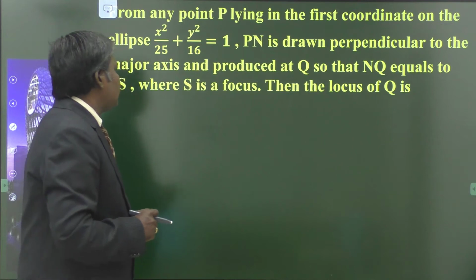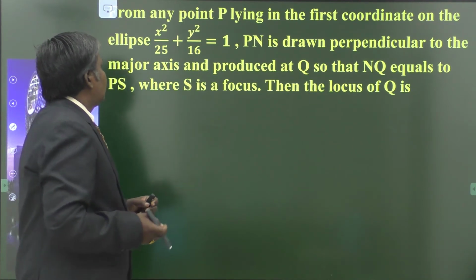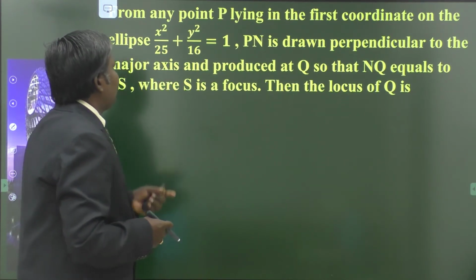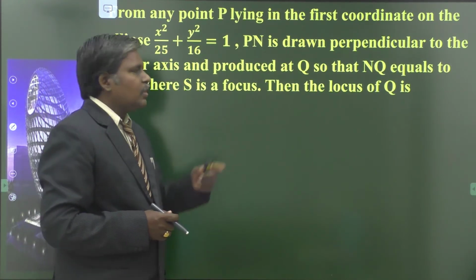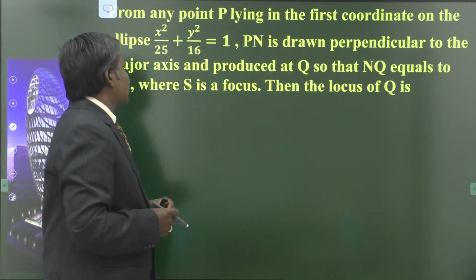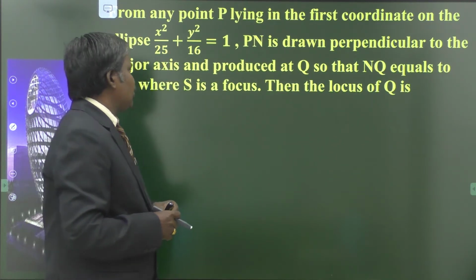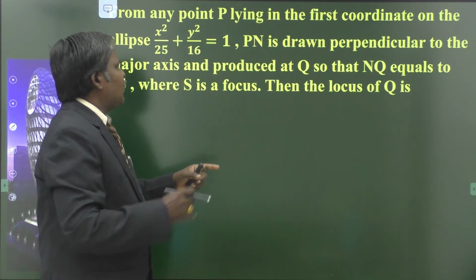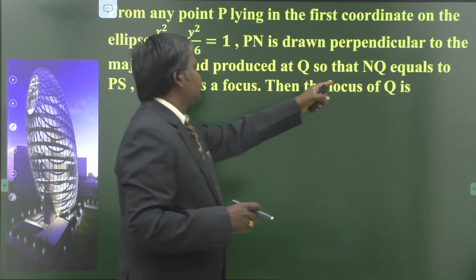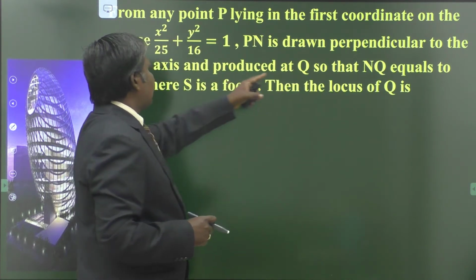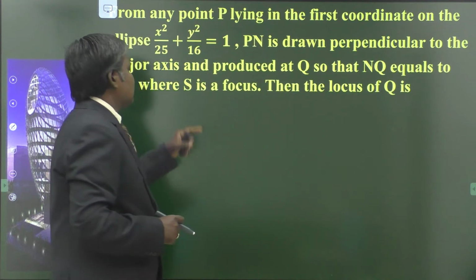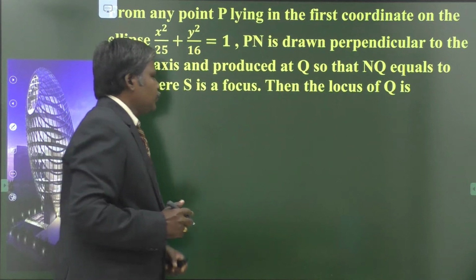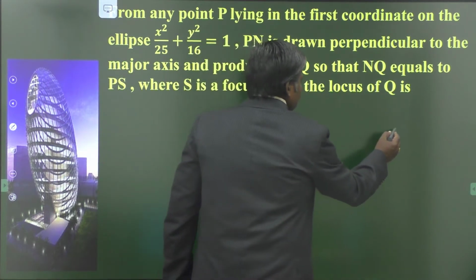So it is a simple question. Read once again the question thoroughly. From any point in the first quadrant that also lies on your ellipse x square by 25 plus y square by 16 equal to 1, draw PN, the ordinate from P to the axis, and produce that to Q in such a way that NQ is equal to PS. S is your focus. We have to find out what? Locus of Q. So let us try to draw a rough diagram.